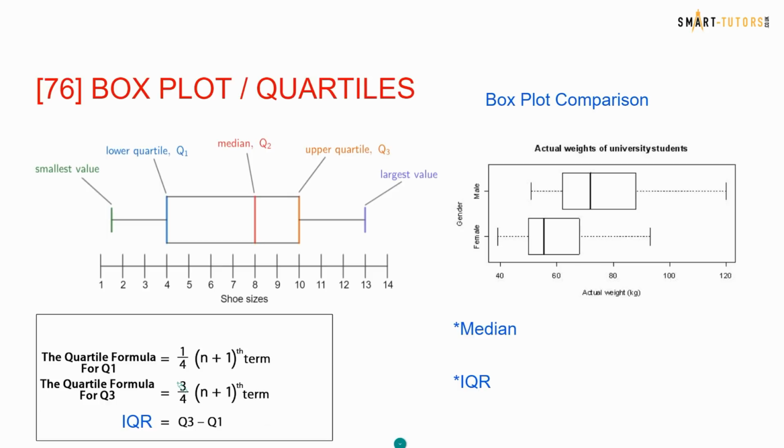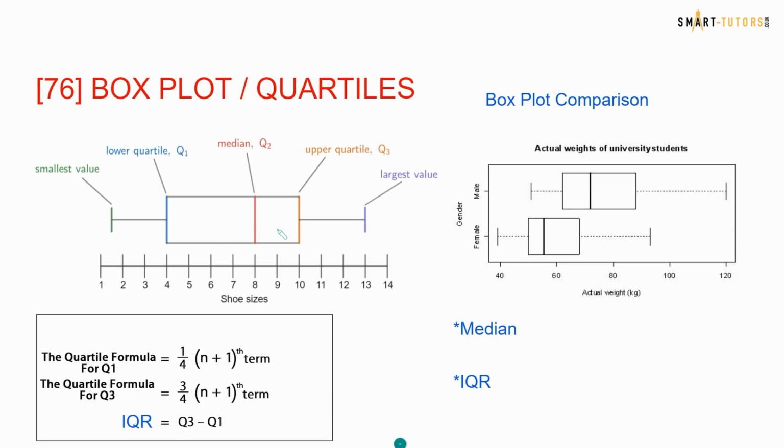When you're plotting the box plot, the smallest value and the largest value are going to be at the ends, and the lower quartile and upper quartile can be indicated by the vertical lines, and the median has to be in the line between the lower and the upper quartile. And draw a rectangle box within that Q1 and Q3, that is called the box plot.